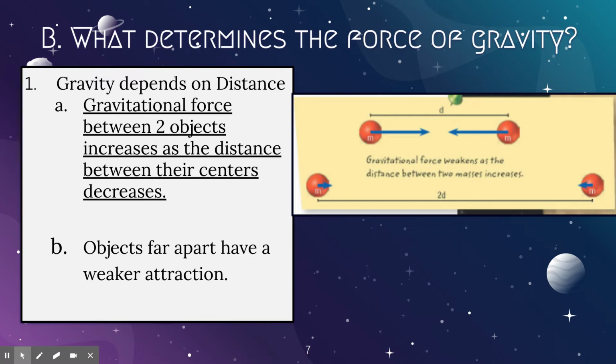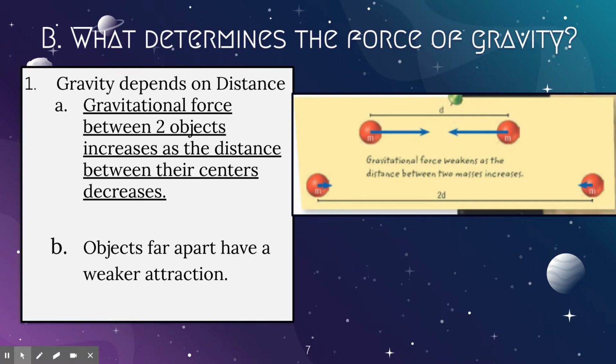What determines the force of gravity? Well, gravity depends on two things. The first thing it depends on is the distance that objects are from one another. Gravitational force between two objects increases as the distance between their centers decreases. What this tells us is that the closer together two objects are, the stronger the gravitational pull. The farther apart, the weaker the gravitational pull.